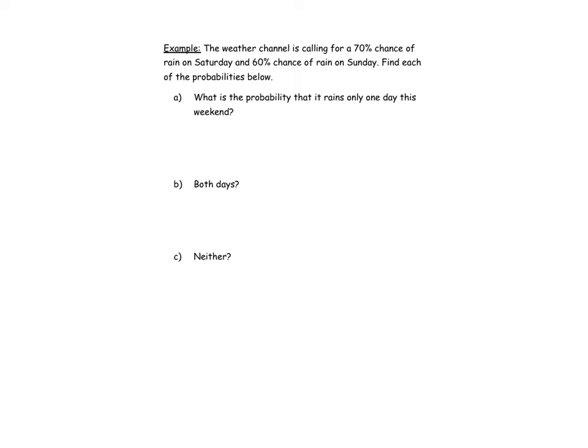Okay, so the probability that it rains only one day this weekend is saying that we want to know the probability that it rains Saturday only plus the probability that it rains Sunday only. Okay, so Saturday only, what would that look like? Well, that would be the probability that it rains on Saturday, which is 70%, times the probability that it doesn't rain on Sunday, which would be 40%.